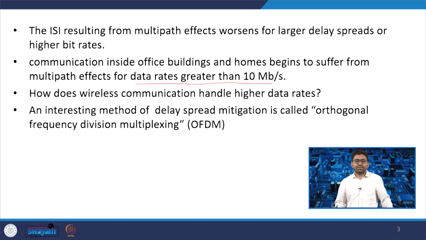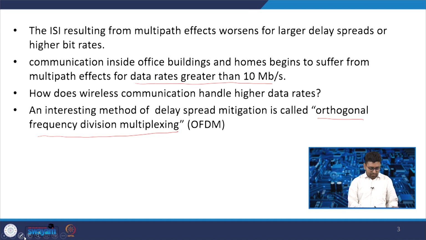Now there is a solution, as I told, orthogonal frequency division multiplexing, OFDM. OFDM will help us to mitigate the effect of delay spread, and we will try to see what the basics of OFDM are. If you would like to go into much more detail, you can go into the wireless communication course.